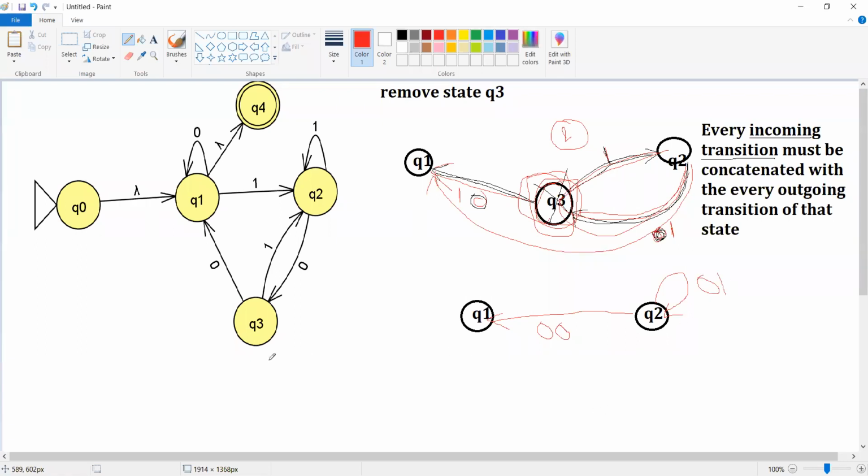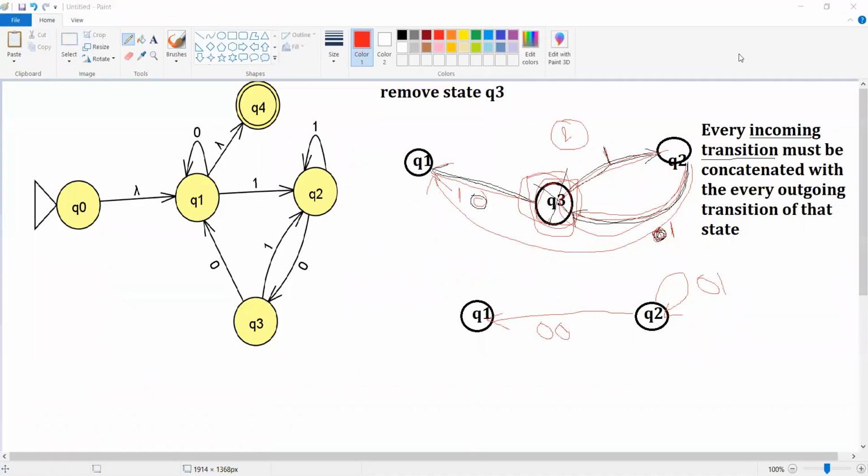0 1 means, once you remove this state Q3, you will be getting two states Q1 and Q2, where there will be a transition from Q2 to Q1 with 0 0, and a transition from Q2 to Q2 itself on 0 1. Now let's try to do that.